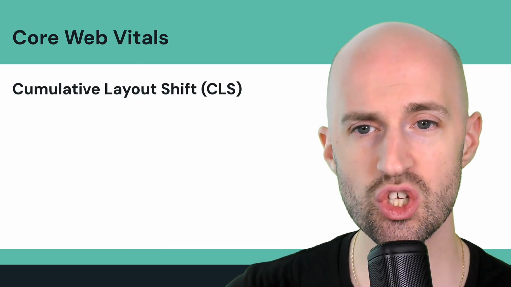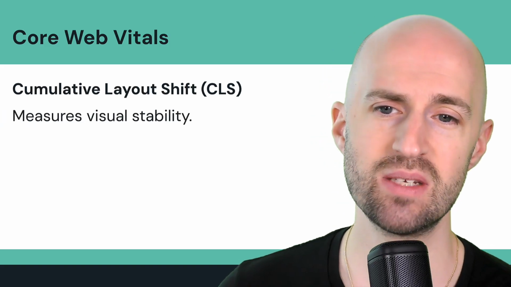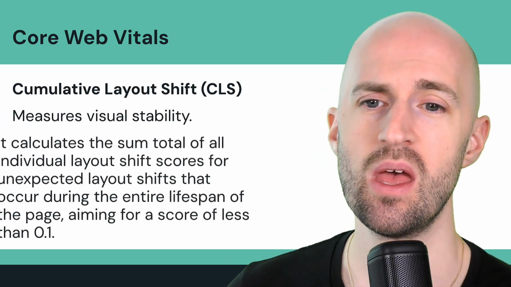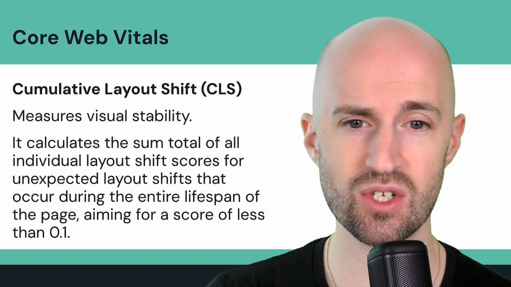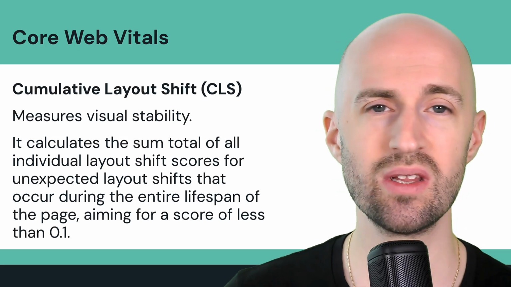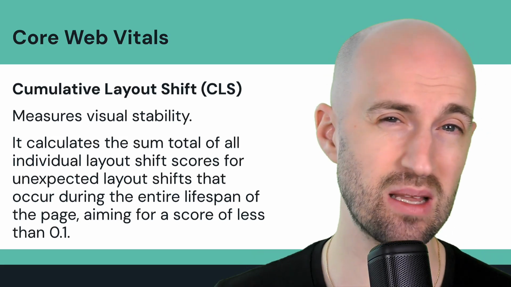So you can see the total blocking time is about the same, even though there are two different scenarios. Now there's cumulative layout shift, or CLS, and this basically measures the visual stability of a page. It calculates the sum total of all individual layout shift scores for unexpected layout shifts that occur during the lifespan of the page, and this aims for a score of less than 0.1.